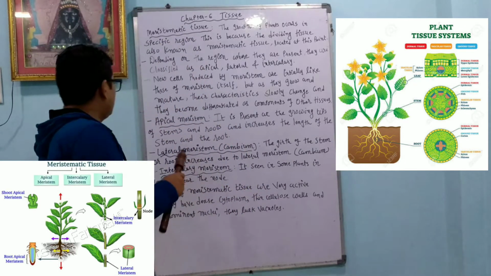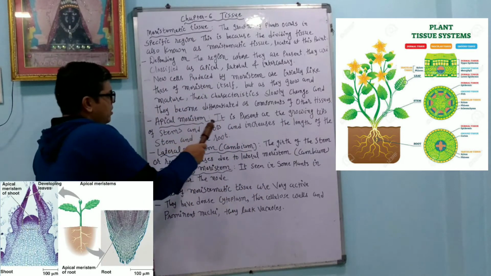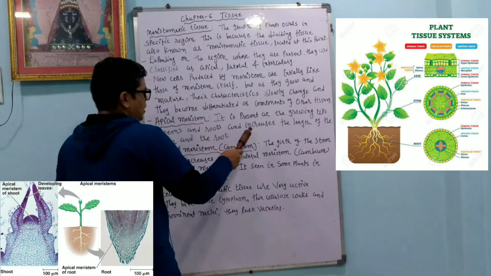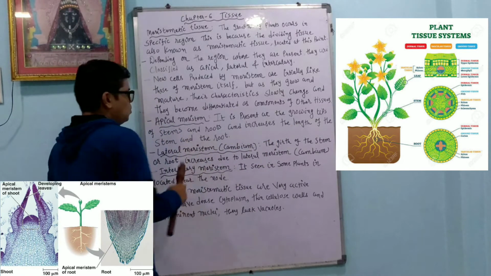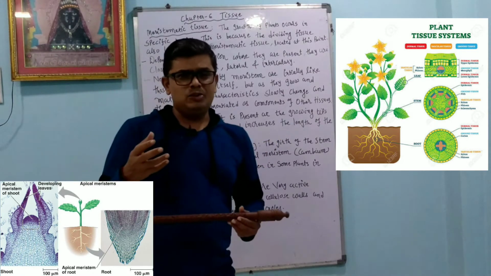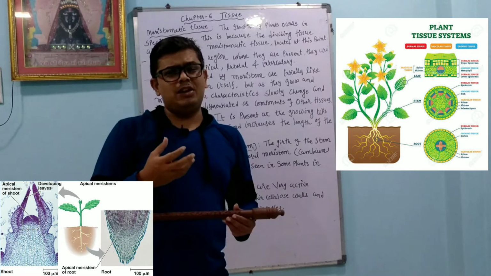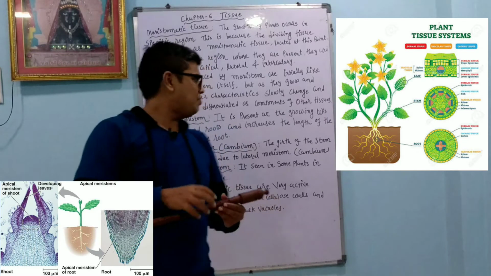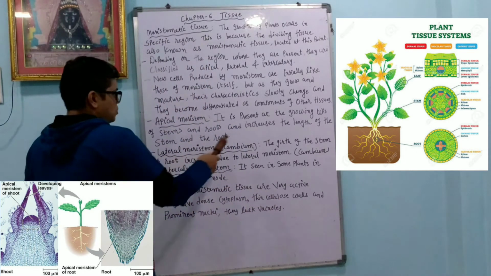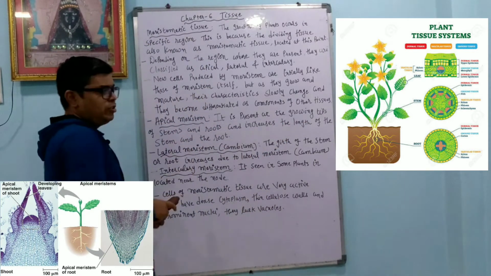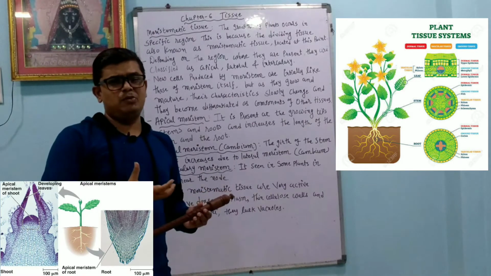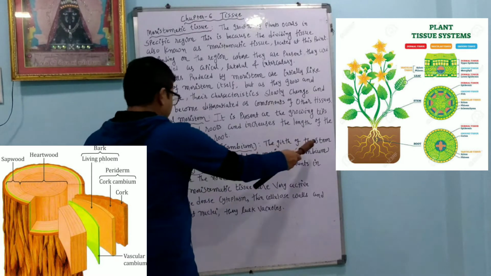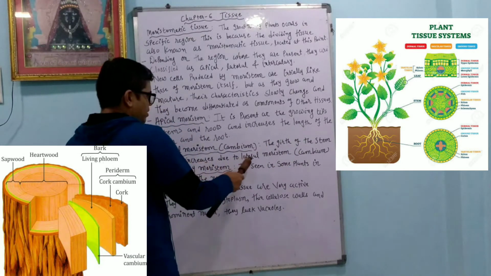Apical meristem, that is the first part. It is present at the growing tips of the stem and roots and increases the length of the stem and the root. So growing parts of the stem and root have apical meristems present in them. It increases the length of the stem and the root, and because of that, the length of the stem and root increases. Lateral meristem or cambium: the girth of the stem or root increases due to the lateral meristem.